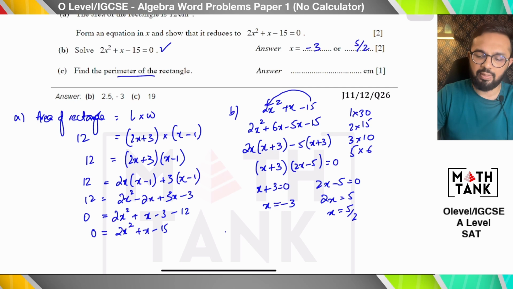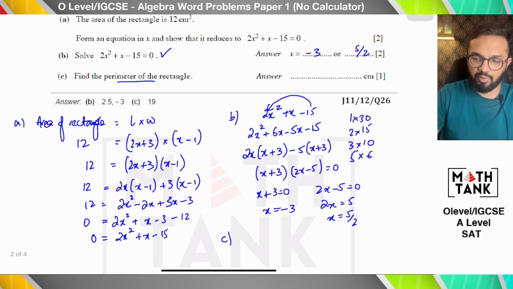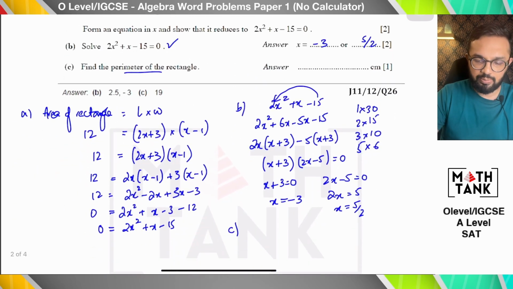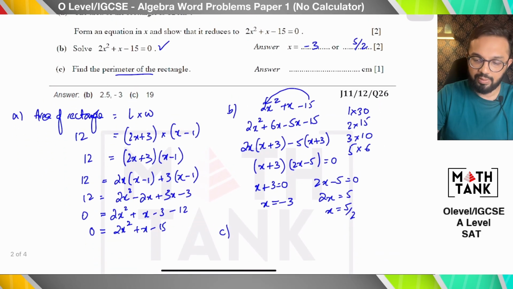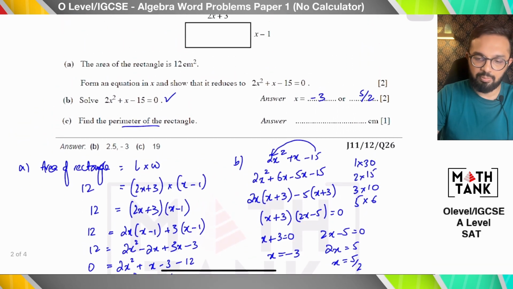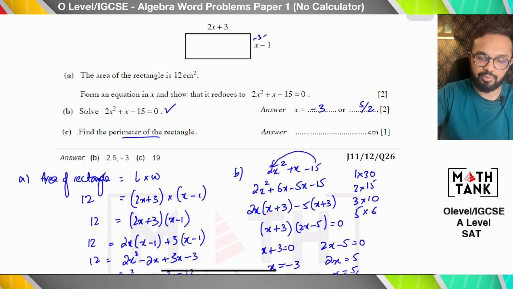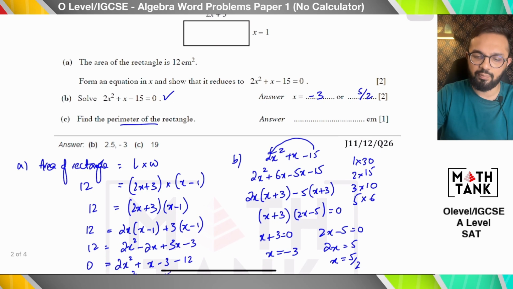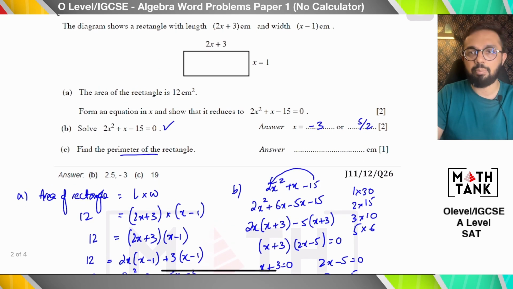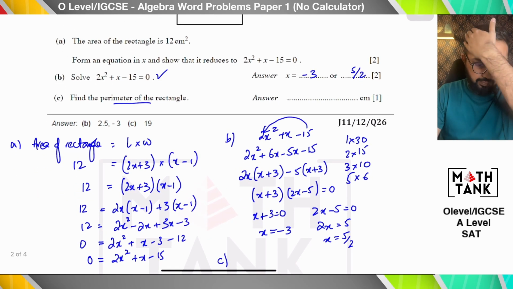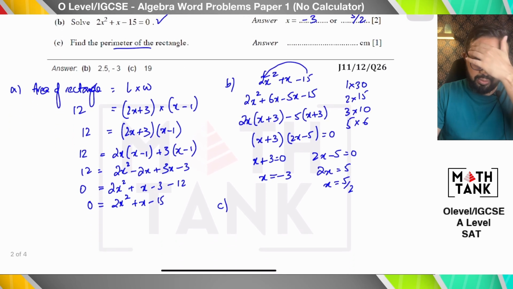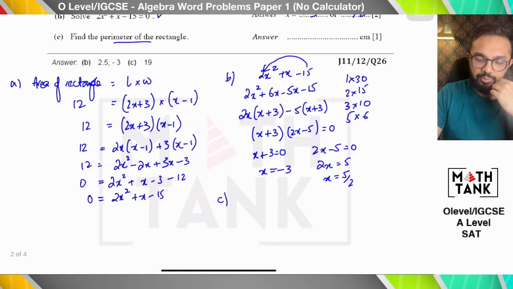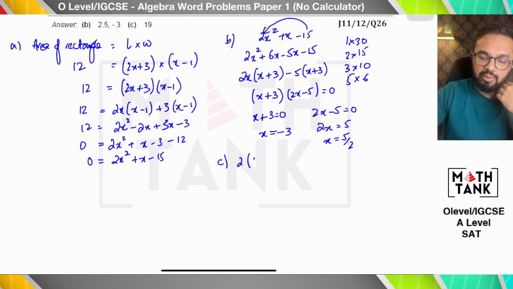Then part C says find the perimeter. Now I can't find two perimeters, so I will have to choose which value of x to consider. Obviously, when I take minus 3, this also becomes negative, which is sort of weird because a rectangle cannot have a negative width or a negative length for that matter. So I'm just going to use 5 over 2 and try to find out the perimeter. The perimeter is 2 times length plus width.